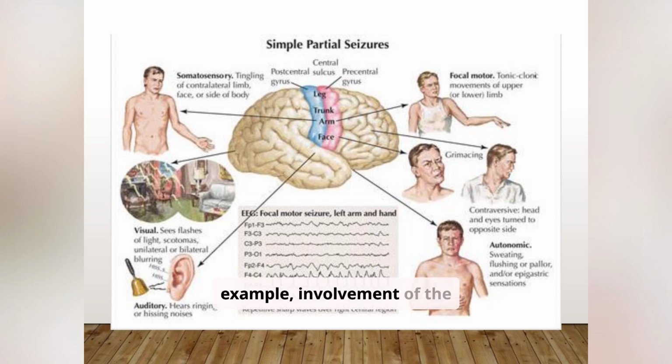For example, involvement of the motor cortex can lead to focal motor movements, while involvement of the sensory cortex can cause somatosensory tingling. Understanding these correlations is essential for localization.